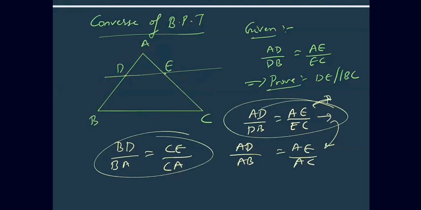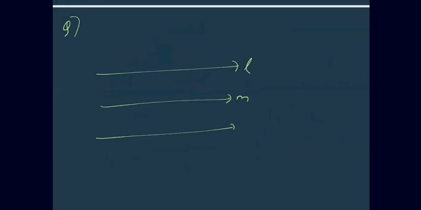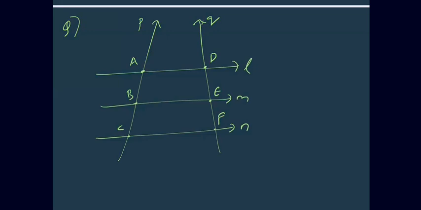Okay. So now let us solve a question on this basic proportionality theorem. Let us say we are given 3 parallel lines L, M and N. And say there are 2 transversals P and Q. This cuts L, M, N at A, B, C and this one cuts at D, E, F. You need to prove that AB over BC is same as DE over EF.